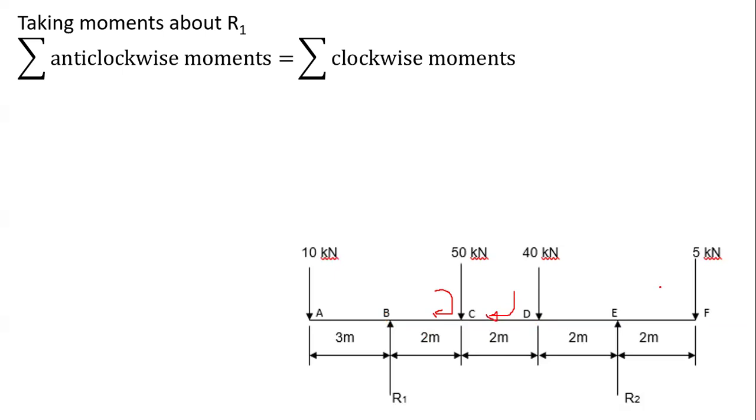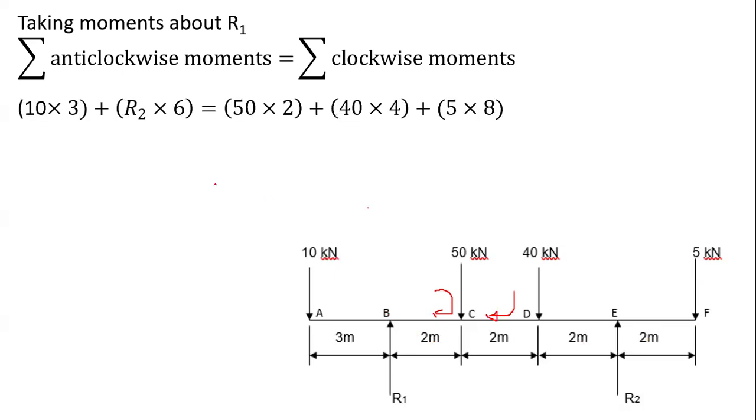So this also is yet another clockwise moment. And the last clockwise moment is 5 multiplied by the whole of the distance up to our fixed point. So this is basically 5 multiplied by 2 plus 2 plus 2 plus 2. It's like 2 multiplied by 4. So 5 multiplied by 8. The total distance here is actually 8. So this is what we have then.